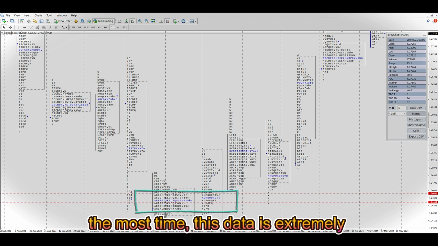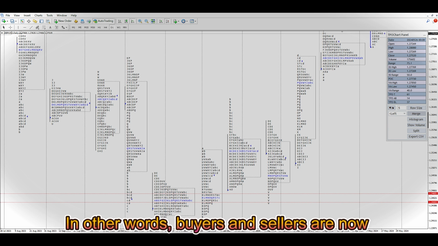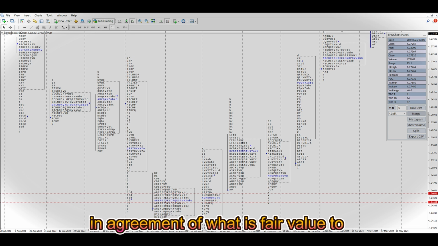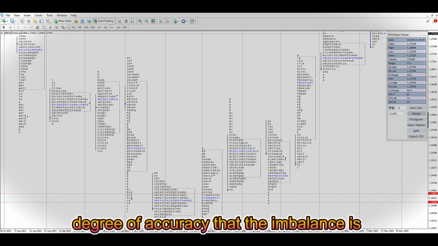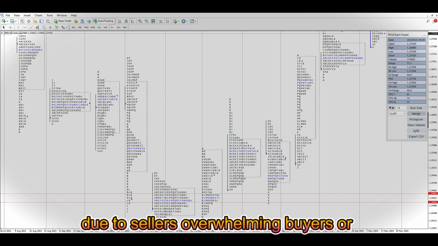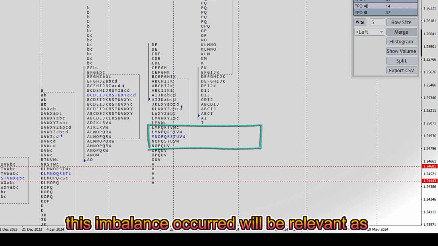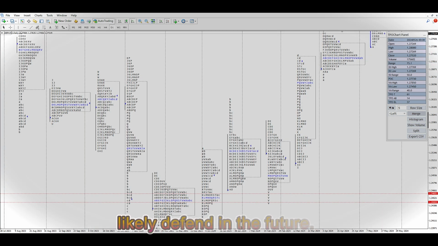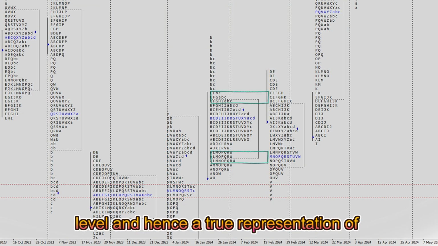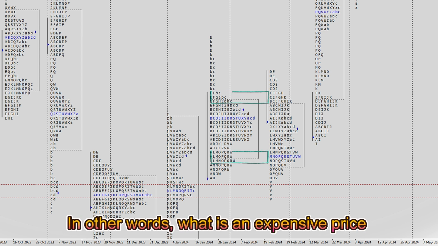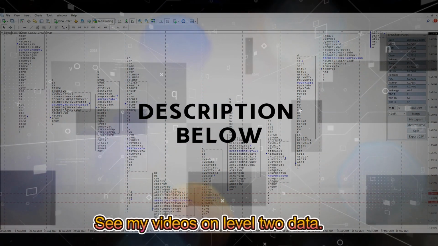This data is extremely useful. We know that price only slows down or consolidates at equilibrium. In other words, buyers and sellers are now in agreement of what is fair value to trade at. If the market imbalances from that area, then it's reasonable to assume with a high degree of accuracy that the imbalance is due to sellers overwhelming buyers or buyers overwhelming sellers. This will naturally suggest that the area this imbalance occurred will be relevant as an area that the instigators of the imbalance will likely defend in the future. In other words, that is their cost basis level and hence a true representation of value perception. In other words, what is an expensive price and what is cheap? There is no other way to determine this beyond looking at actual transaction data. See my videos on level 2 data.